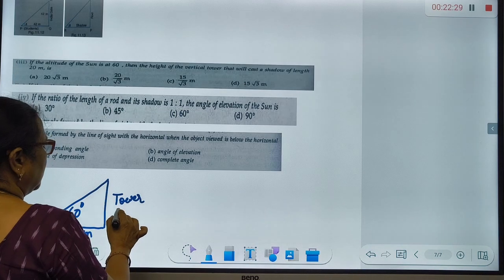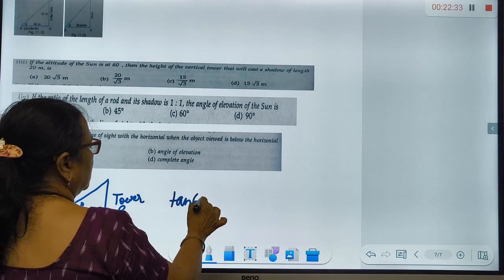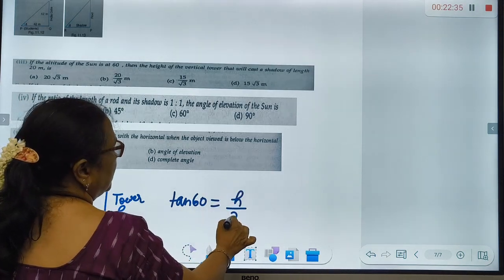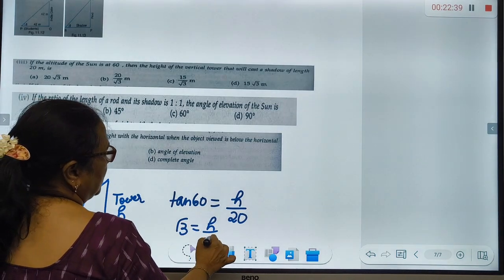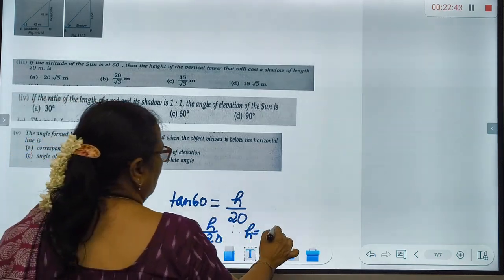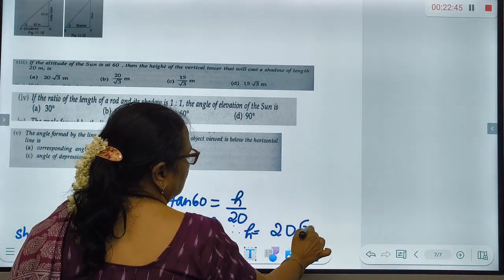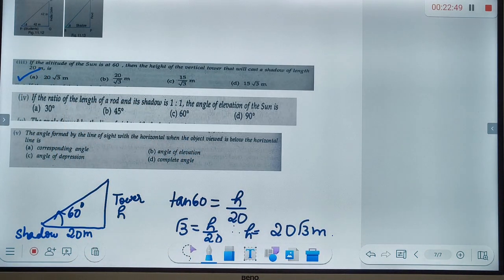So let the height of the tower be h. Tan 60 equal to h by 20. Tan 60 you know is root 3 equal to h by 20. Therefore, h is equal to 20 root 3. So the answer is 20 root 3 meters.